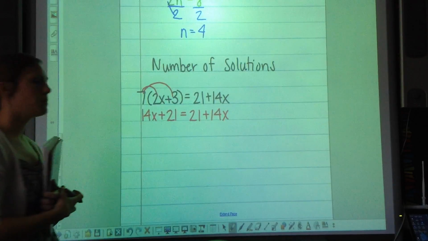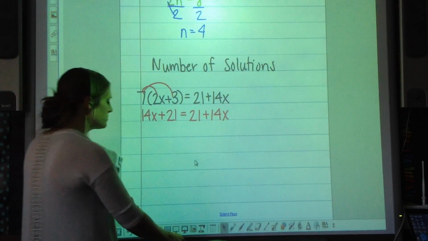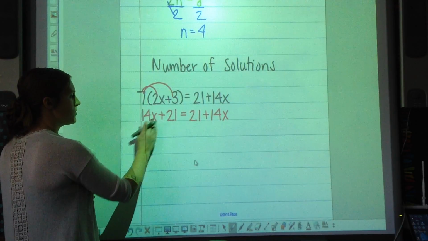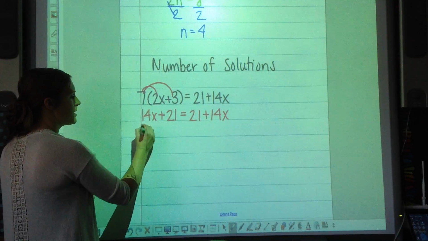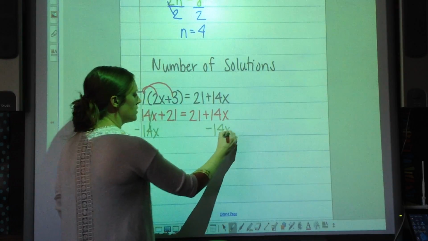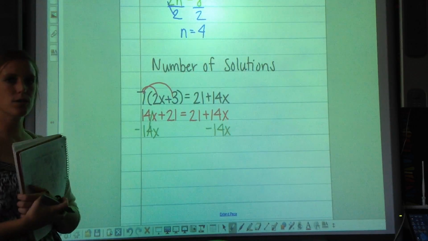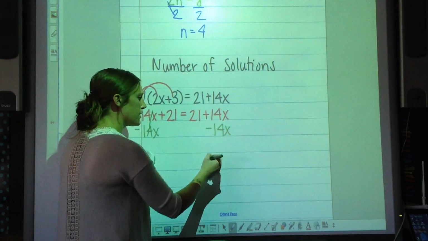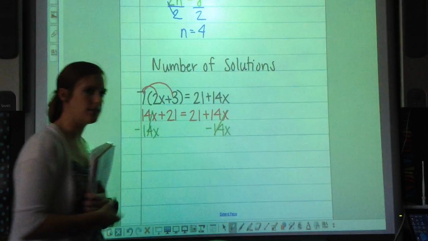Now I'm going to collect the variables on one side or the other. It doesn't matter which way you bring them, to the right or to the left. I'm going to bring this 14x to the right. It's positive, so I'm going to subtract. But 14x minus 14x is 0. There are 0 x's. I'm not going to put x. They're gone. They're canceled out.